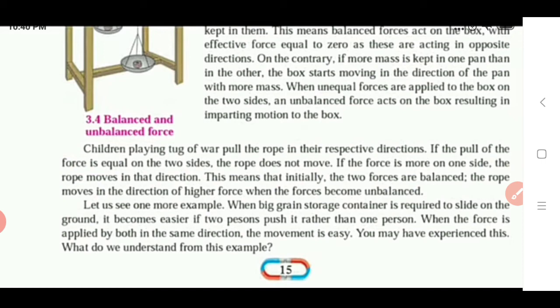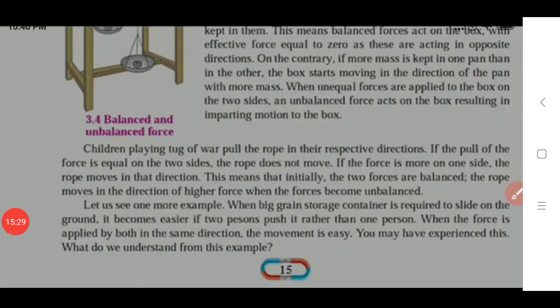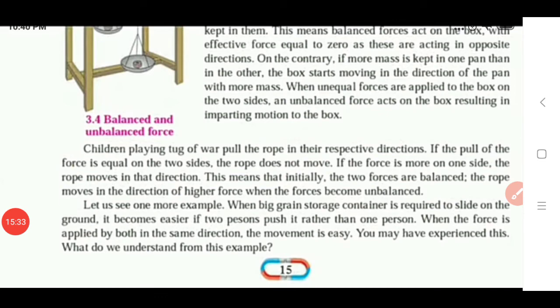Then let us see one more example. When a big grain storage container is required to slide on the ground, it becomes easier if two persons push it rather than one person. Meaning, if there is a big grain storage container and we have to change its placement from one place to another on the ground, there is a need for some more force for pushing this container.